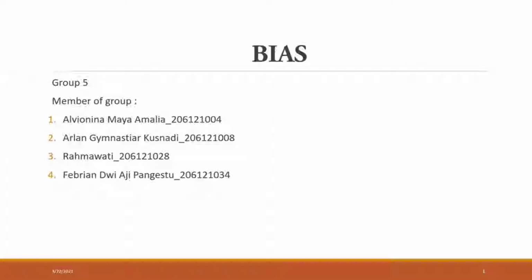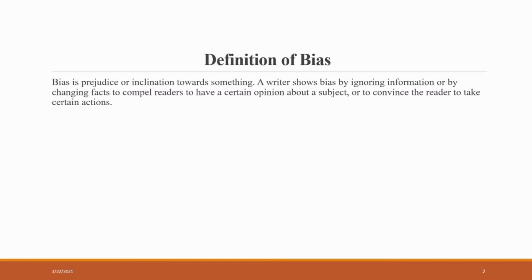Let's enjoy it. Definition of bias. Bias is prejudice or inclination towards something. A writer shows bias by ignoring information or by changing facts to compel readers to have a certain opinion about a subject, or to convince the reader to take certain action.